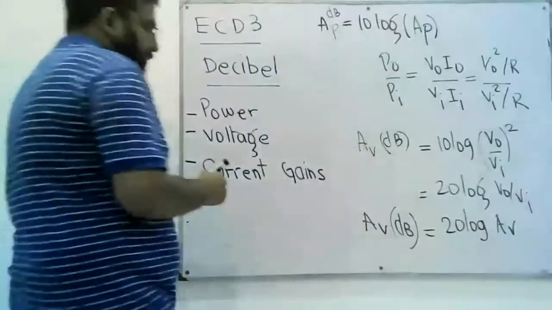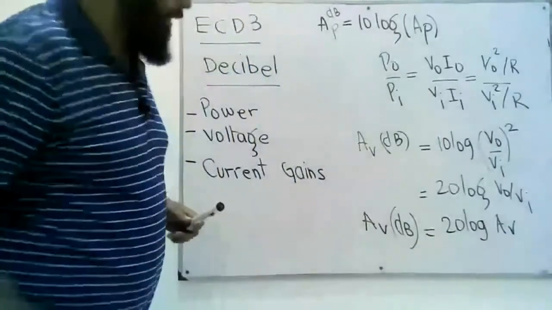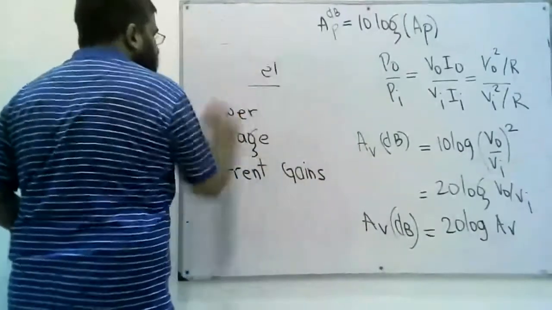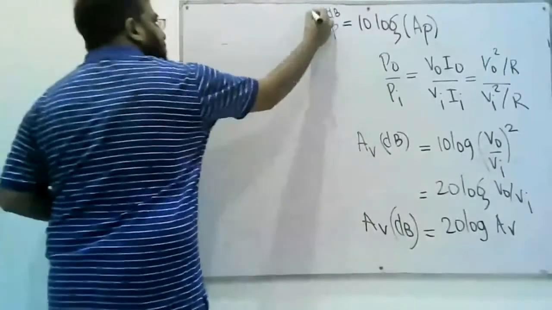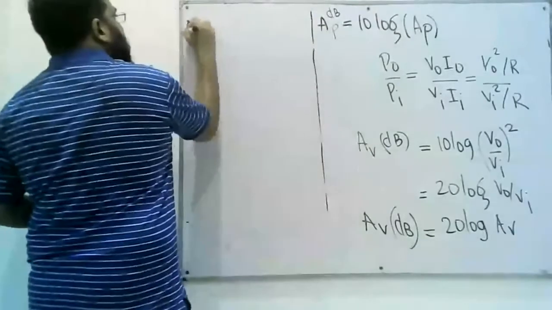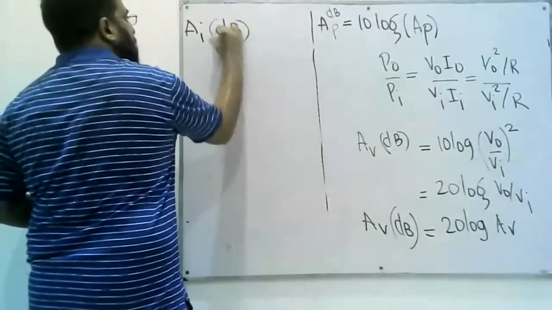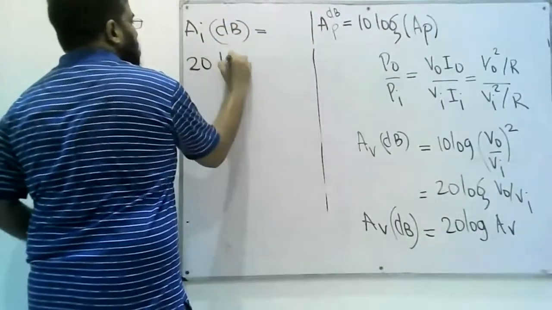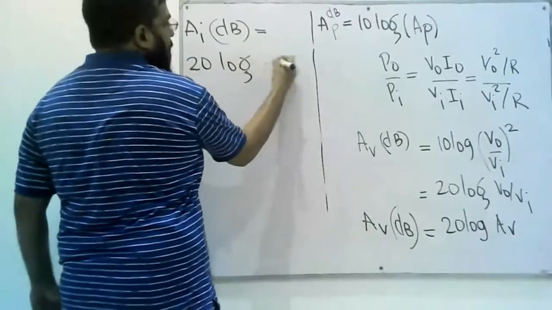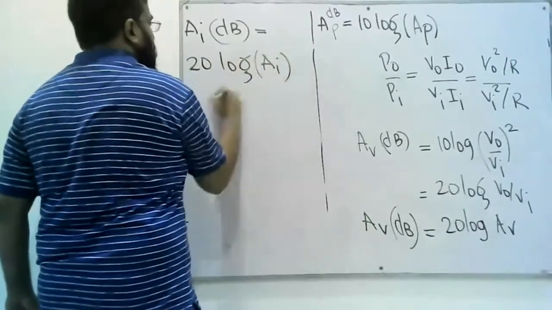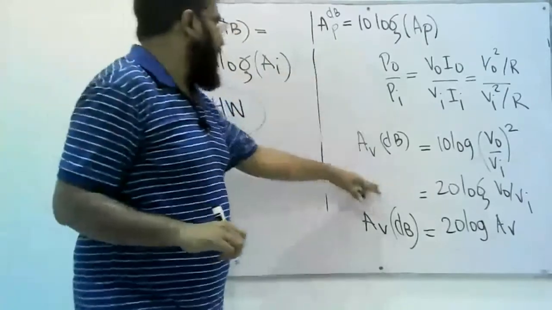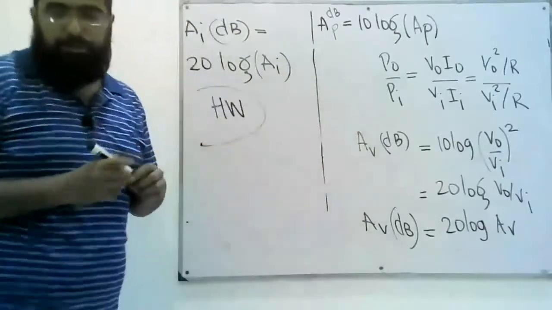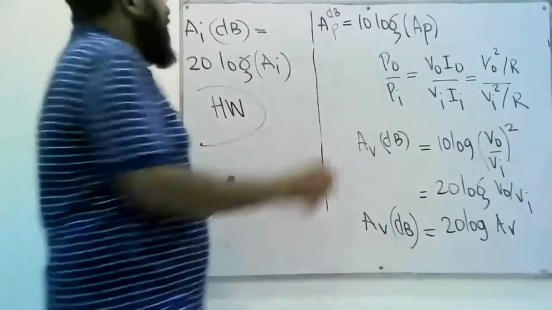The same expression can be computed for current, where AI in dBs can be represented as 20 log of AI. It is left as homework for my students. It can be proved in a very similar way like we have done this.